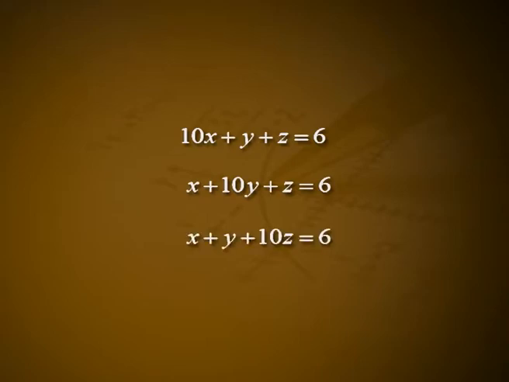It can be seen that the values approach the exact solution x1 equal to 1, x2 equal to -1 and x3 equal to 1. Problem 3. Using Gauss-Seidel iteration, solve the following system of equations in 3 steps starting from 1, 1, 1. 10x plus y plus z equal to 6, x plus 10y plus z equal to 6, x plus y plus 10z equal to 6. Solution.